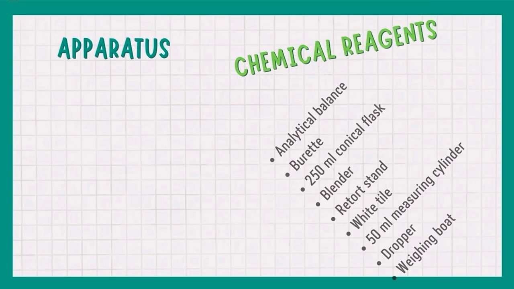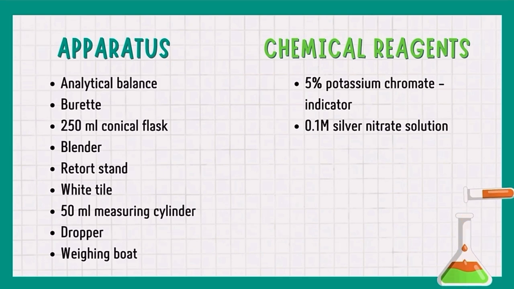The apparatus that we use are analytical balance, burette, 250 ml conical flask, blender, retort stand, white tile, 50 ml measuring cylinder, dropper, washing board or washing dish. Chemical reagents that we use are 5% potassium chromate as indicator and 0.1 mol silver nitrate solution.